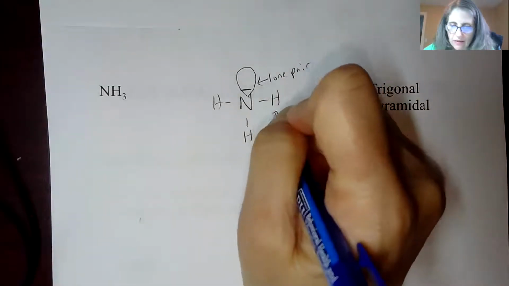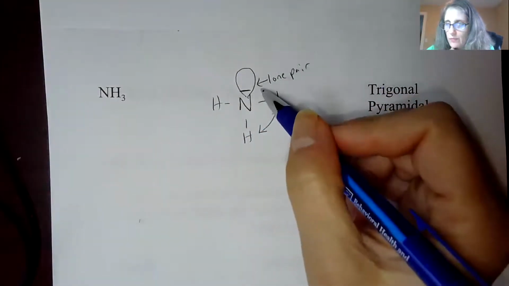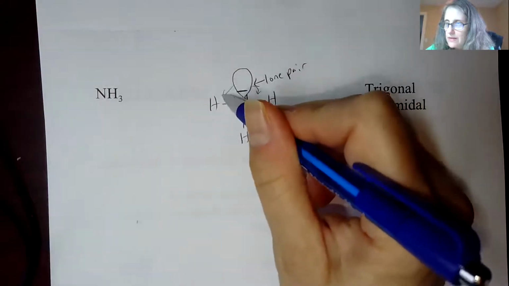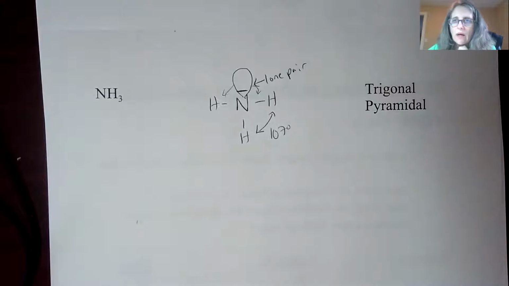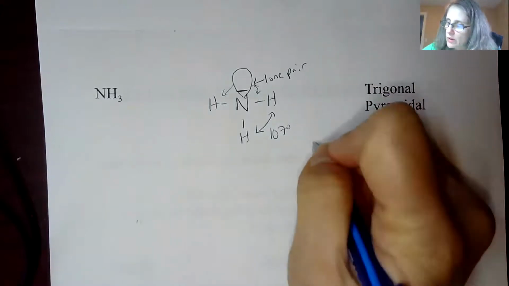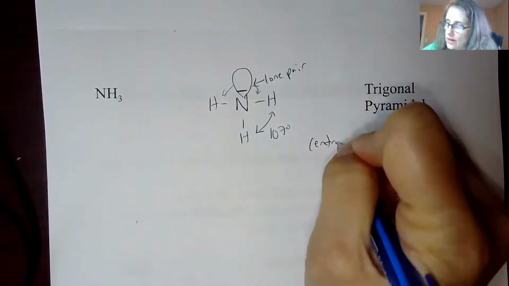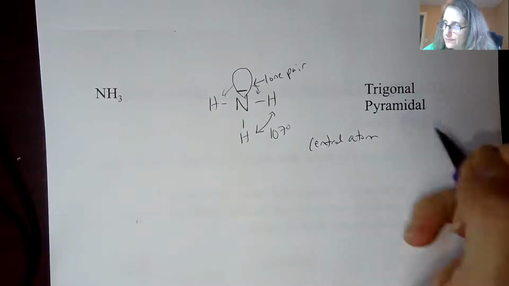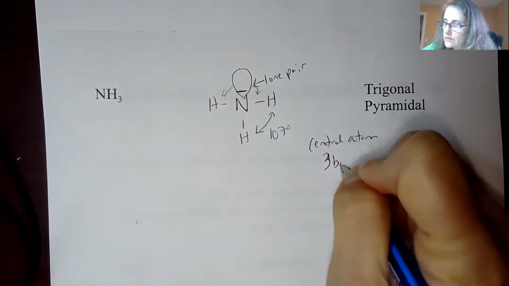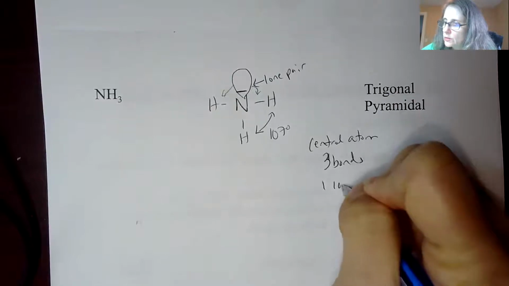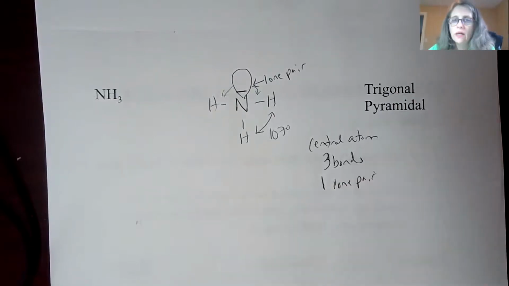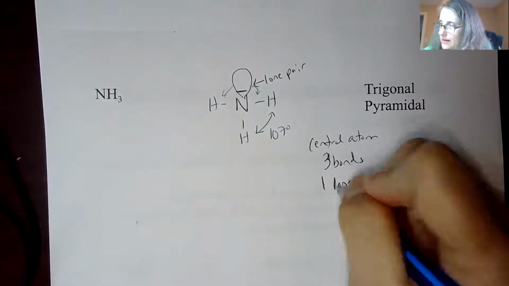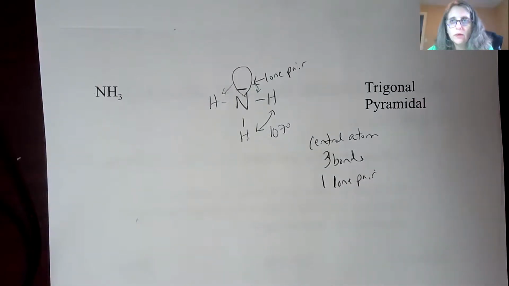The bond angle is a little different because the lone pair doesn't like the bonds themselves. So instead of being 109, it's around 107, slightly smaller. What you need to pay attention to is that the central atom of nitrogen has 3 bonds and 1 lone pair. 1 lone pair and 3 bonds is always going to be a trigonal pyramidal.